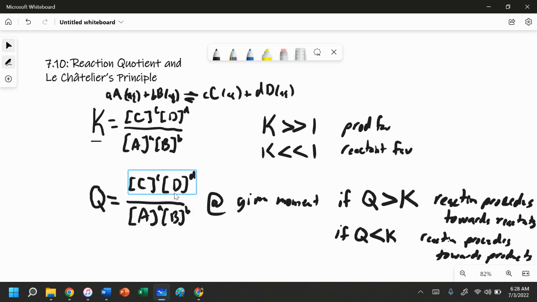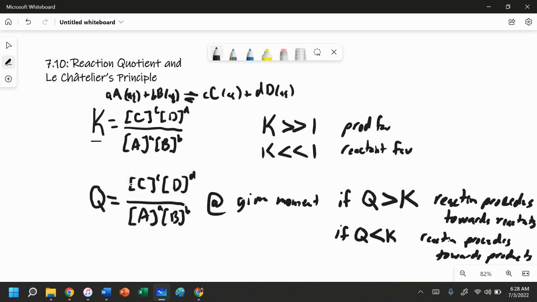Notice I'm using the word proceeds instead of shifts. We use the word shift when we're talking about a system at equilibrium and that equilibrium is disrupted, and which direction the reaction will shift in order to achieve equilibrium again. Here we're talking about a reaction that's not at equilibrium, and the reaction is going to proceed in one direction or the other. So if Q is less than K, there are too many reactants, and the reactants will react and proceed towards the products to make more products and get Q back towards equilibrium so that Q equals K.